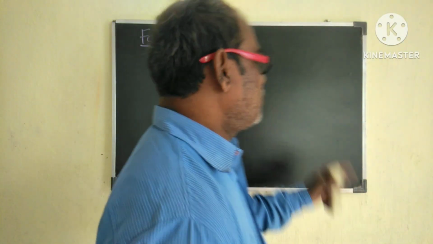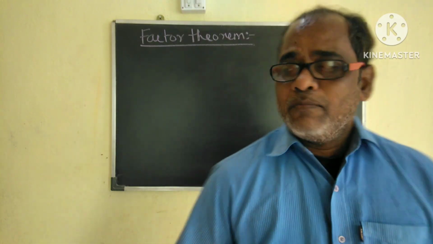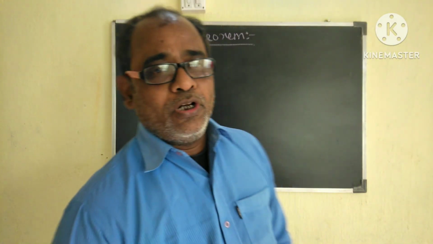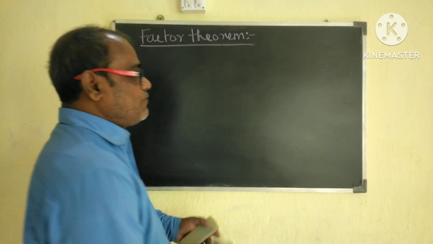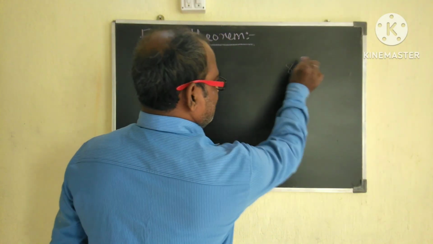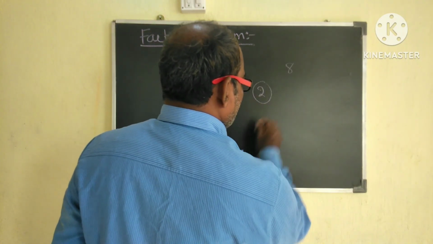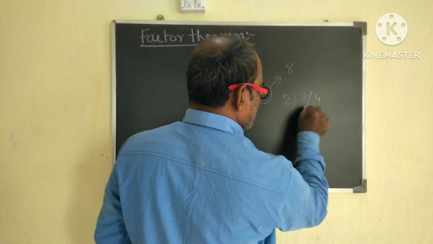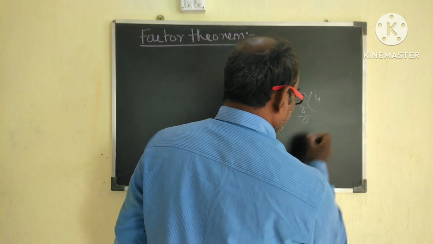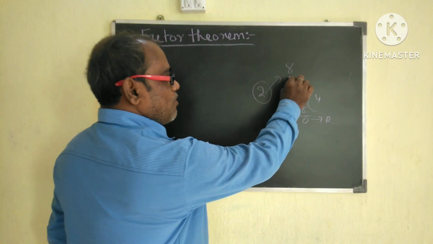So you have one more theorem, that is the factor theorem. You must be aware of the term factor, as you have already read in class 4 or maybe class 3. Suppose 8 is a number and let us take another number, 2. If we divide 8 by 2, 2 fours are 8, and the remainder is 0. Then we say 2 is a factor of 8.